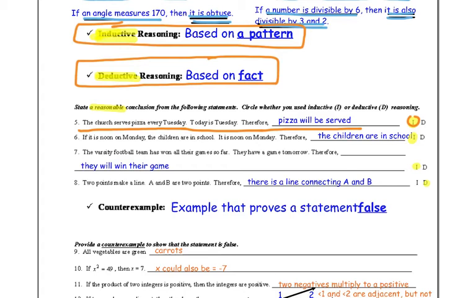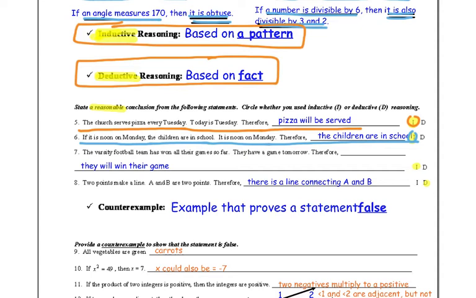The next one, it's noon on Monday and the children are in school, it's kind of a fact, right? Noon on Monday, therefore the children are in school. Oh, wait, I said inductive. That's one of those that could probably go either way, but probably Monday noon is kind of like the Tuesday pizza. And by the way, I don't ask you for inductive or deductive on the test because it's too hard to tell sometimes. So I might ask you for the conclusion.